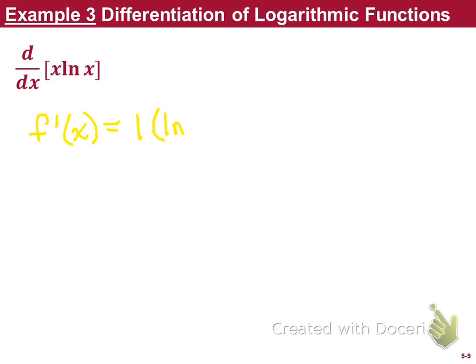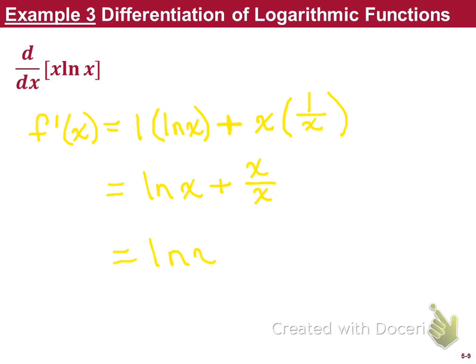Leave the second function alone, because with the product rule, remember you add, and then you leave the first factor alone and take the derivative of the second factor, natural log of x. Derivative of natural log of x would be 1 over x. Then simplify. 1 times the natural log of x would just be natural log of x, plus, we'll multiply x times 1 over x, you would end up with x over x. X over x would simplify to 1, so we end up with the natural log of x plus 1.